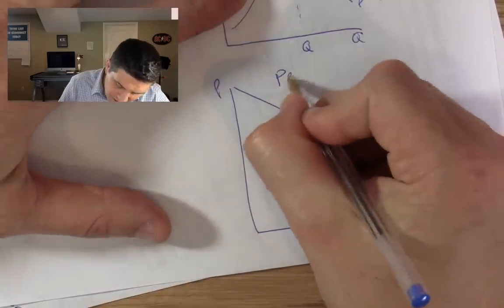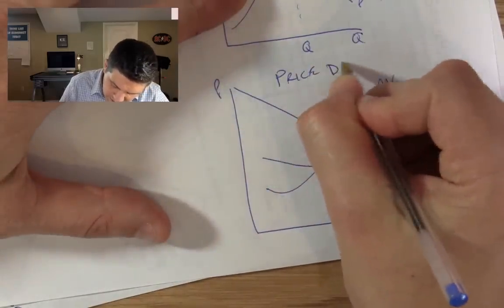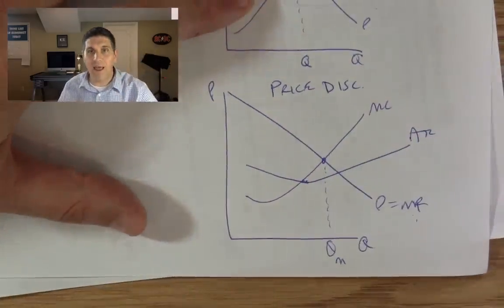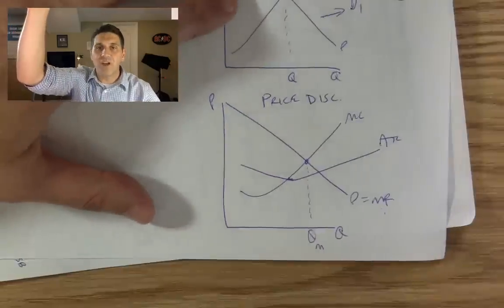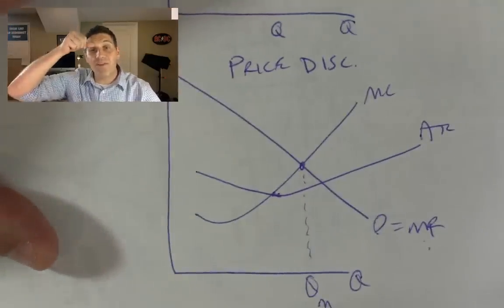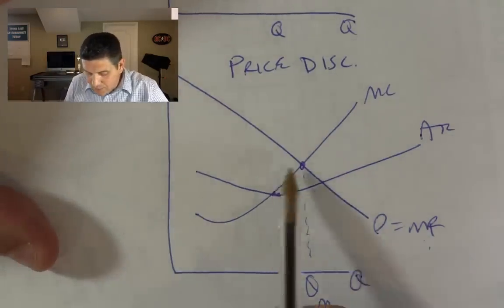That's price discriminating. I'll write this up here. Price discriminating, for people who came in late. So the price discrimination graph looks like this. A couple things you've got to look at when you see this graph. Number one, where's the price? Is the price right here?